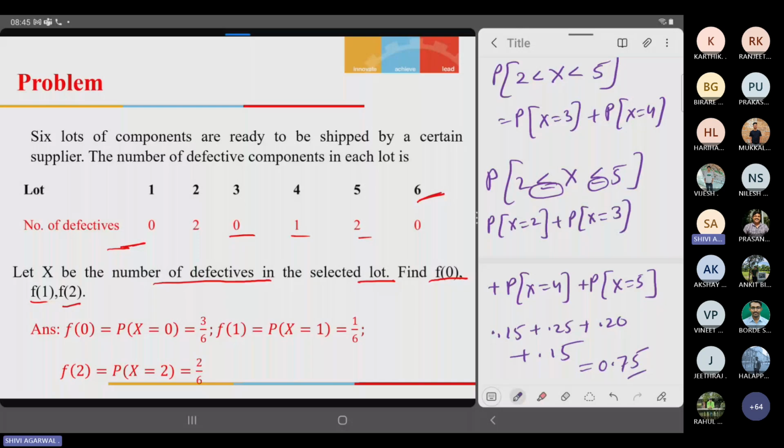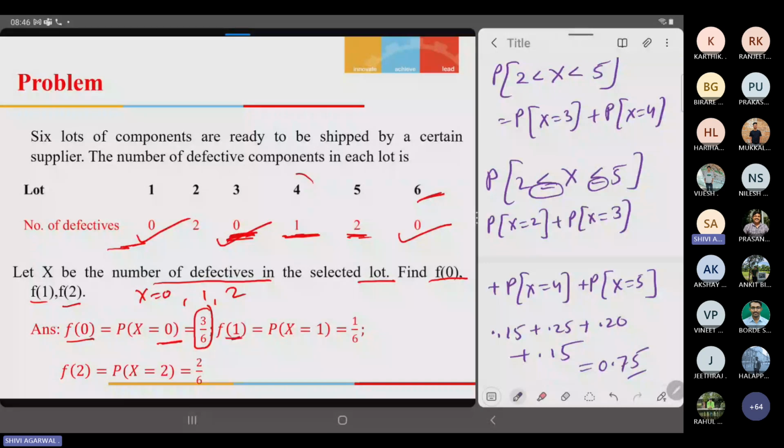Okay. So X is varying over 0, 1 and 2, because we can say there are only 3 options here. Just a minute, I will first explain this question, then we will come back. So f of 0 means what? When there is no defective. So when there is no defective, you can see here 1, 2 and 3, so 3 times it is not defective.